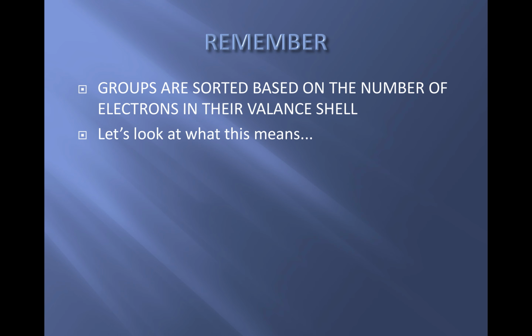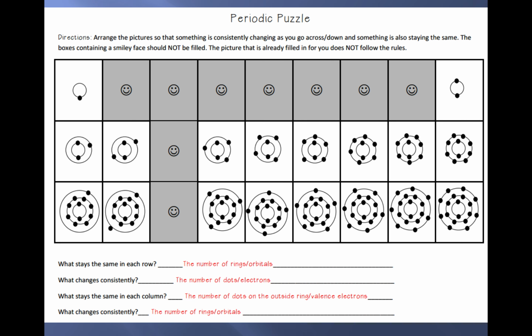One of the things that we can use Bohr diagrams for is to help us figure out the number of valence electrons, and that's why I prefer that way of doing Bohr diagrams. So if you look at the periodic puzzles that we did the other day, you'll notice everything in this first group has one valence electron in its Bohr diagram. Everything in group 2 has 2.